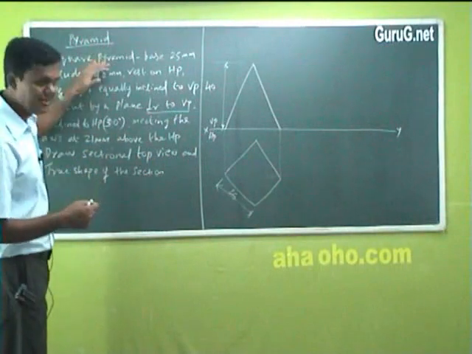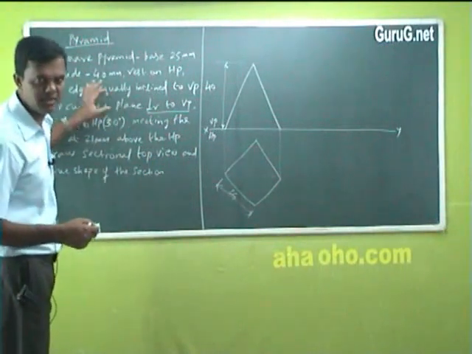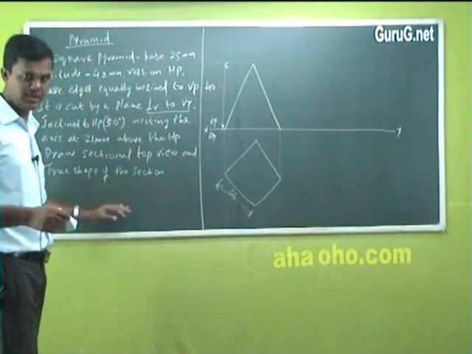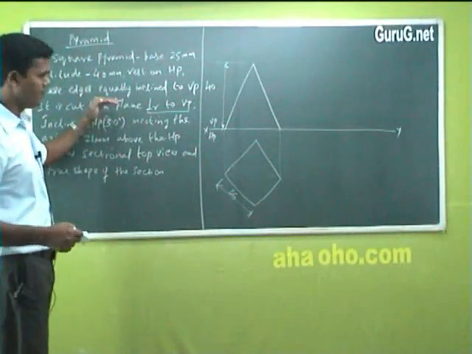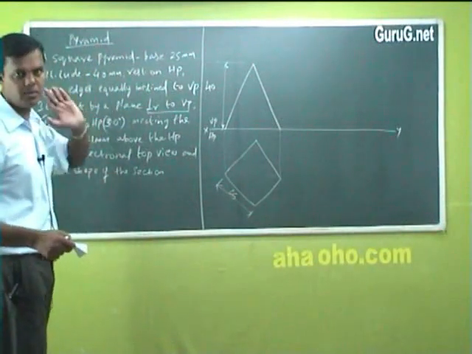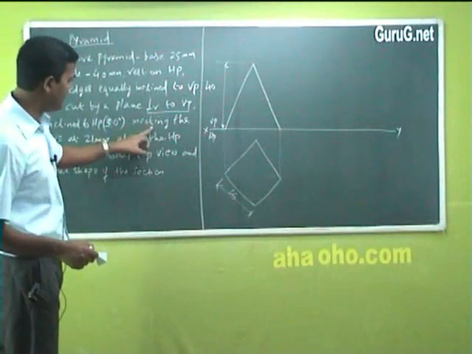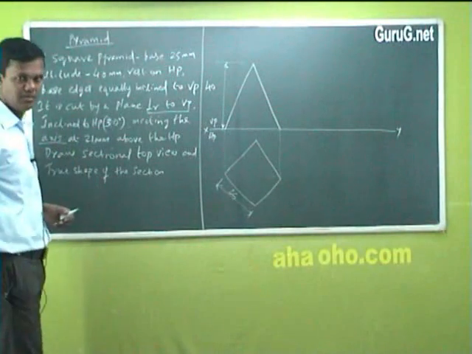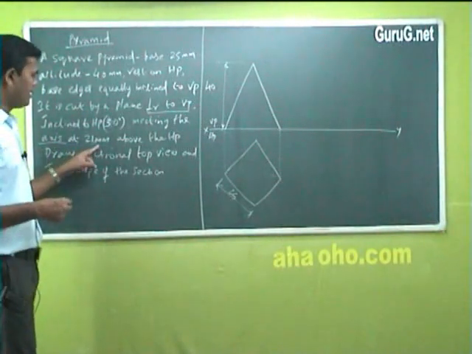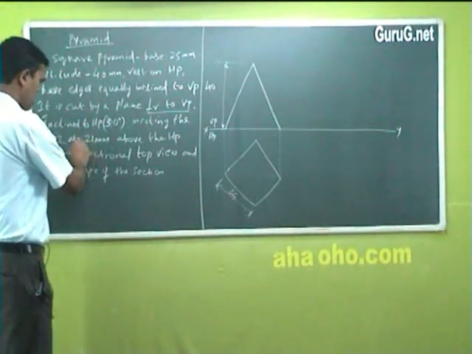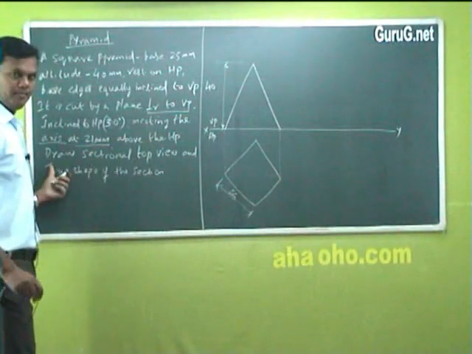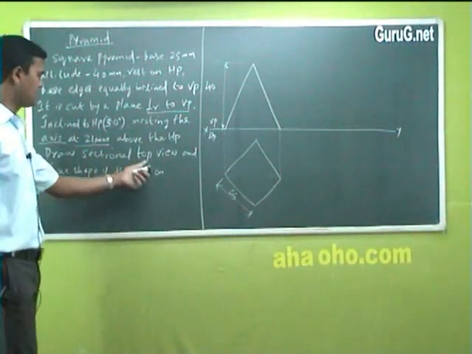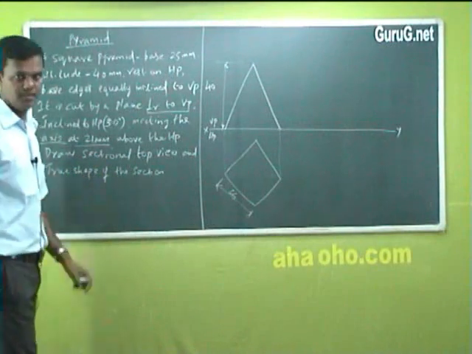See, I am not writing the questions in proper sequence. That's not required because you have done many questions like this. The only thing is you have to know which key points we have to remember to solve a question. Meeting the axis of the body at 21 millimeter above the HP. Draw the sectional top view and true shape of the section.